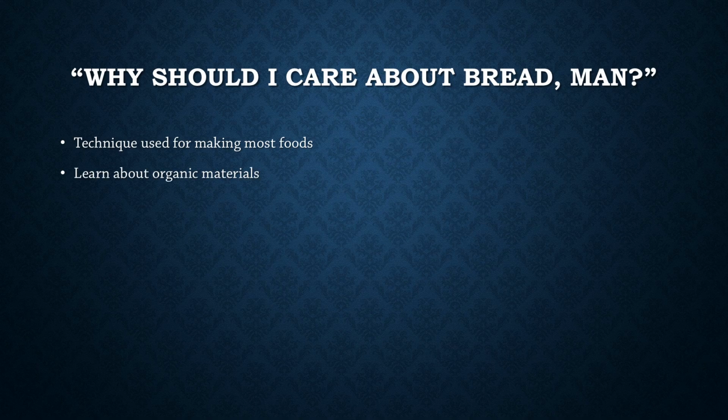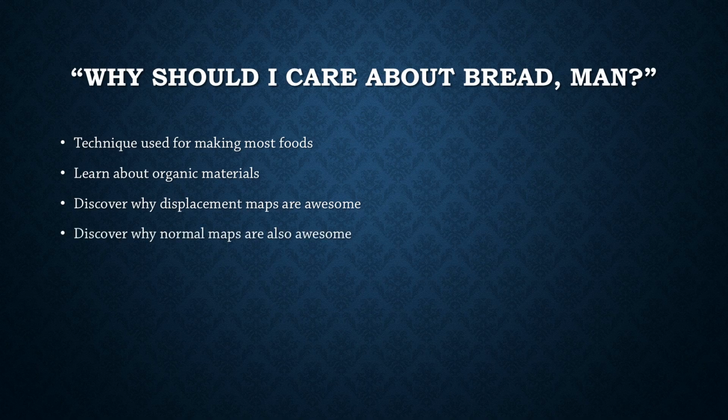So that's good. We're going to be learning about organic materials, which is different to my usual tutorials, which are all about the hard surface modeling, like concrete, stuff like that. So organic materials allow light to pass through the object, which is different. So we're going to be learning all about the new subsurface scattering node, which has been added to Cycles. So if you've been curious about that new feature, we'll be covering that, which is exciting. We're also going to be discovering why displacement maps are awesome, if you didn't know already, and also why normal maps are awesome. So that's why you should care about bread, man.